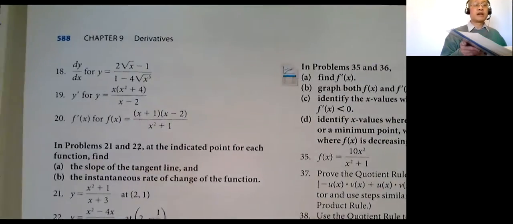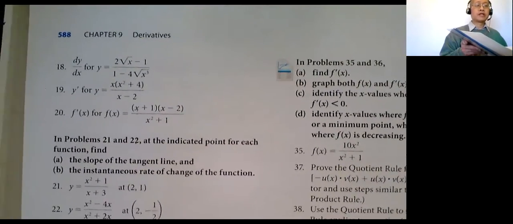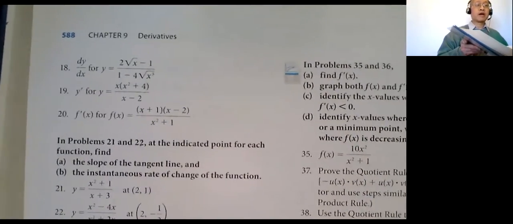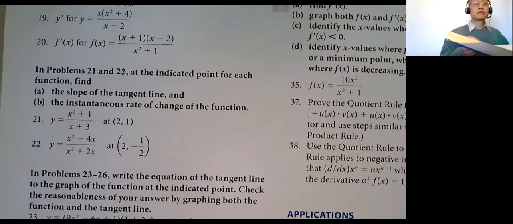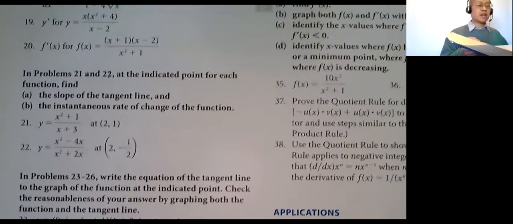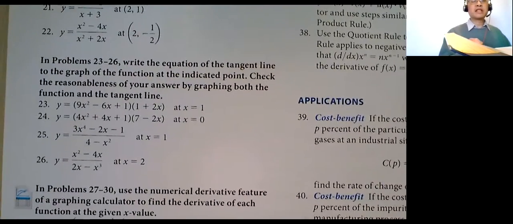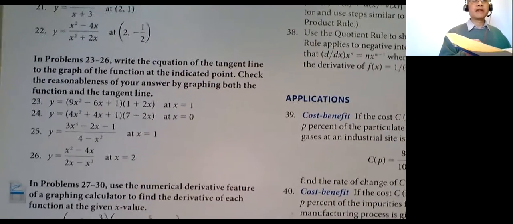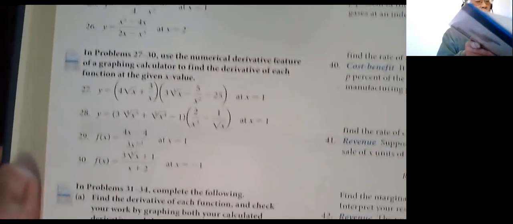And then on the next page, dy dx. In fact, if you look at 18, 19, and 20, those are all the different variations to write the derivative: dy dx, y prime, f prime of x. It all means the same thing. 21, 22, slope of the tangent line, derivative. Instantaneous rate of change, derivative, right? Write the equation of the tangent line. We're going to see that over and over, so we know what that's all about. y minus y1 equals m times x minus x1.